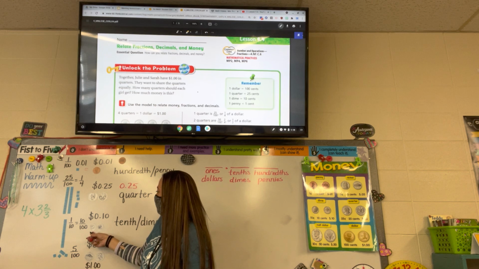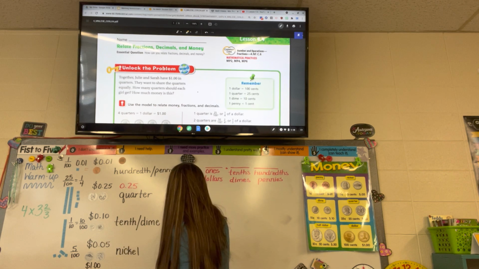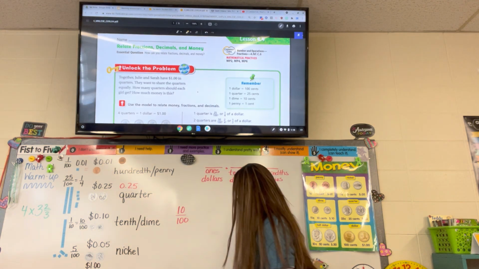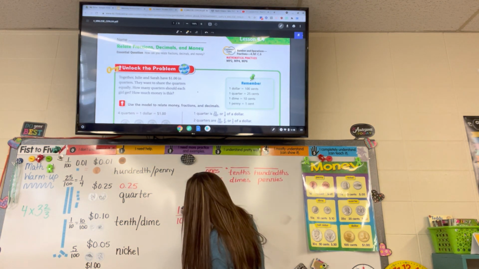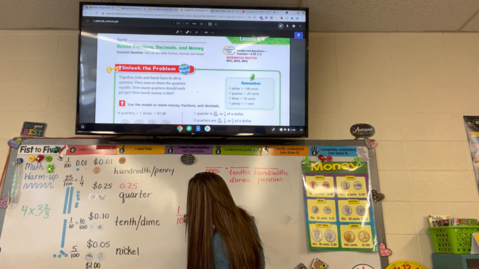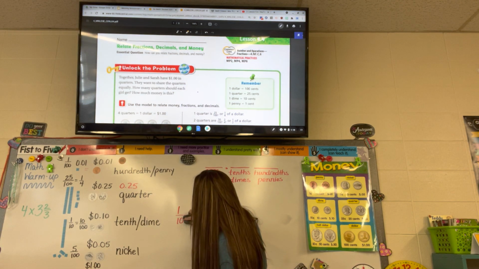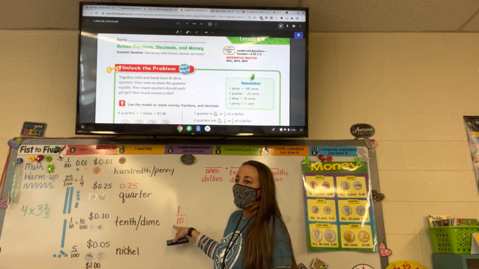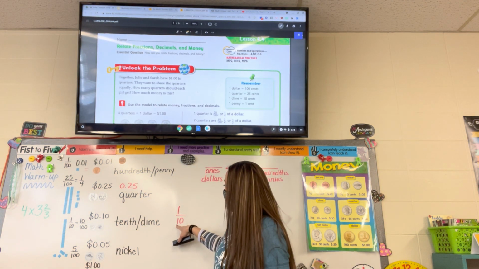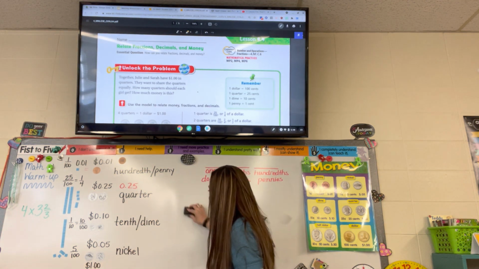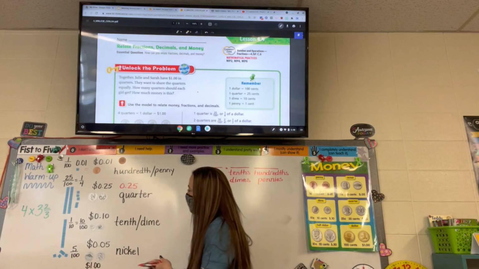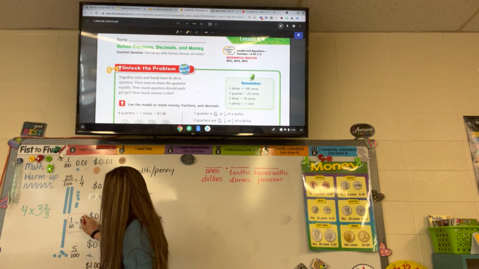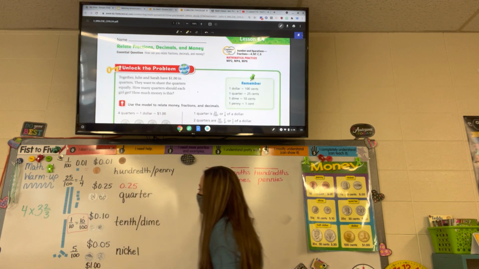Dimes can either be 10/100 of a dollar, or you can say how many dimes it takes. If you've got one dime, it's worth 10 out of 100, but to make a whole, you need 10 dimes. And if you have one, it's 1/10 of a whole. So basically, these are equivalent fractions. We just take off the extra zeros to get 1/10.